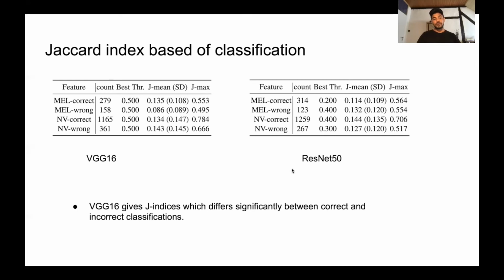So we tried to find out why this kind of result came, because we don't find a really big difference between wrong and correct classification on different classes. What we see is that for melanoma correct and melanoma wrong, the Jaccard mean value varies significantly, and for the other cases, the Jaccard index values are relatively closer to each other. So we can summarize that VGG16 gives Jaccard indexes which differ significantly between correct and incorrect classifications.